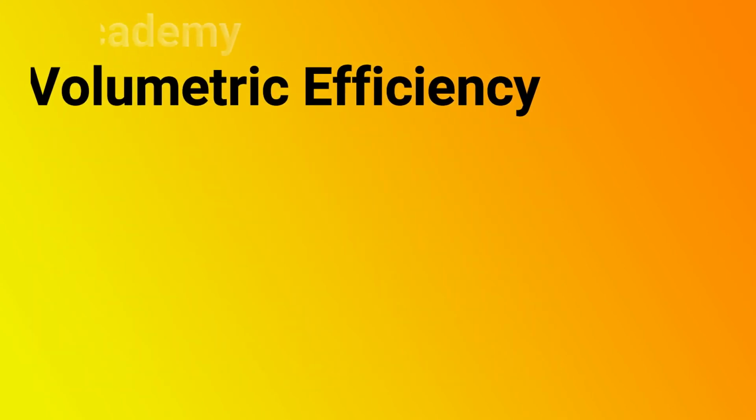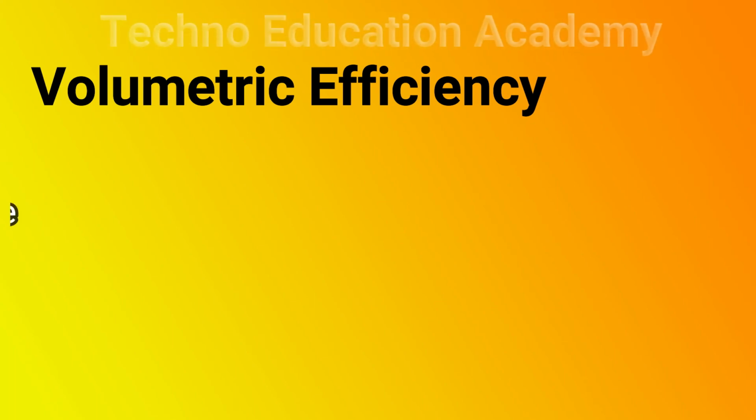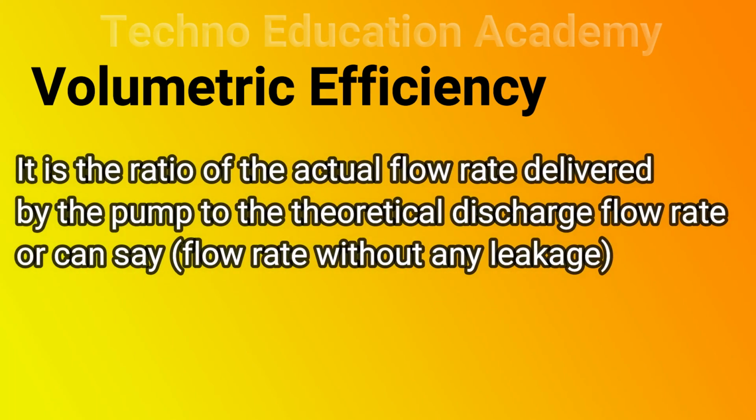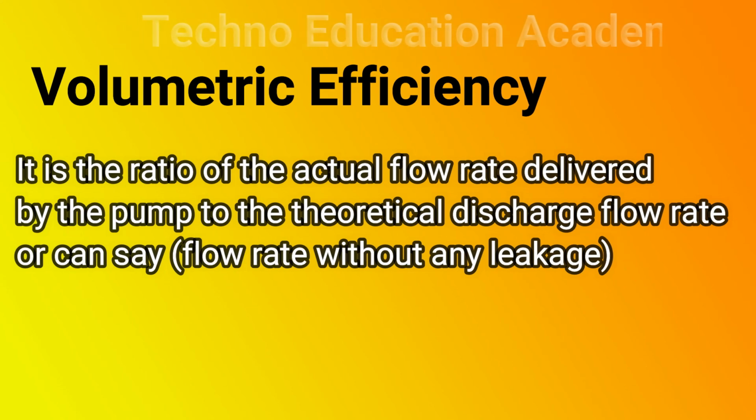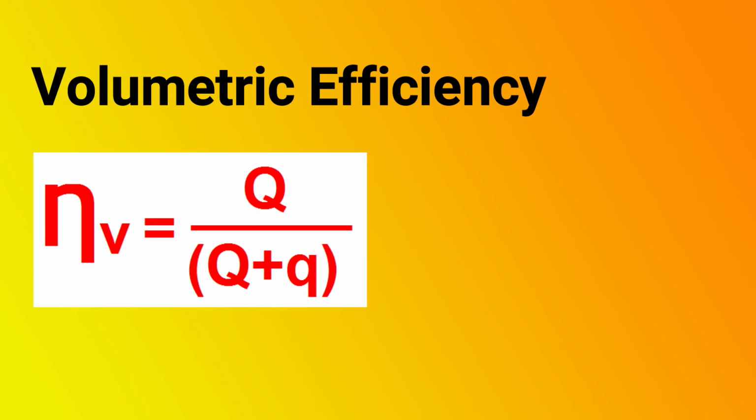Next one is volumetric efficiency of pump. Volumetric efficiency of a centrifugal pump is defined as the ratio of the actual flow rate delivered by the pump to the theoretical discharge flow rate, or we can say flow rate without any leakage. Mathematically, volumetric efficiency equal to Q upon Q plus small q, where capital Q represents the actual liquid discharge at the pump outlet per second, and small q represents the leakage of liquid per second passing through the impeller.